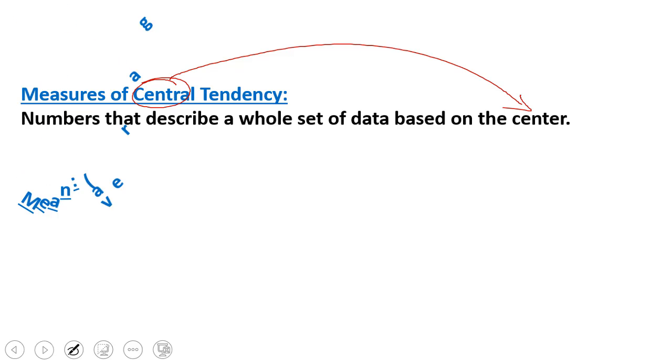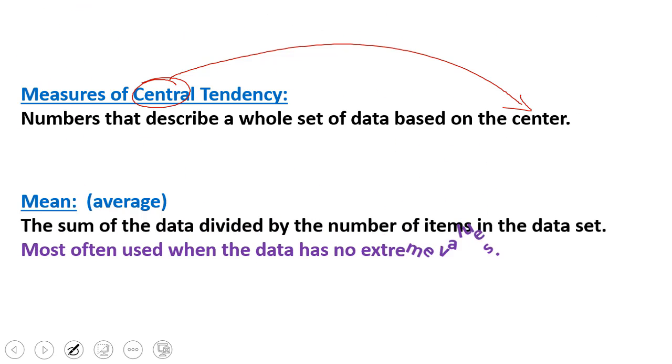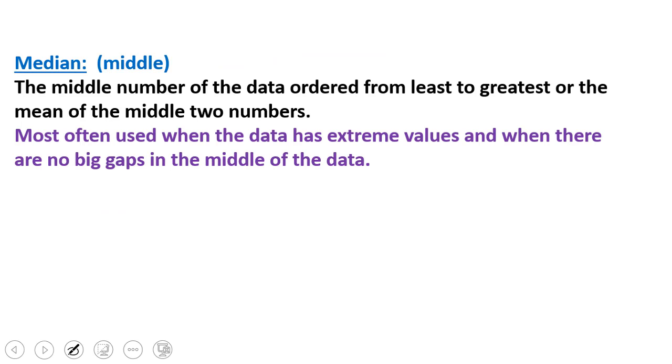All right? The first one we're going to talk about is the mean. We like to call the mean the average. And that is the sum of all the data divided by the number of items in the data set. That's very important. So you add up all the items and then you divide by the number of items to get the average, or what we call the mean. And the mean is most often used, in other words, it represents the data best when the data has no extreme values. In other words, nothing that's really high or nothing that's really low compared to the data set. If you need to, pause the video so you can write this down. If not, let's move forward.